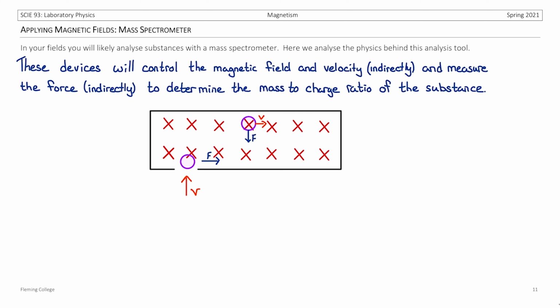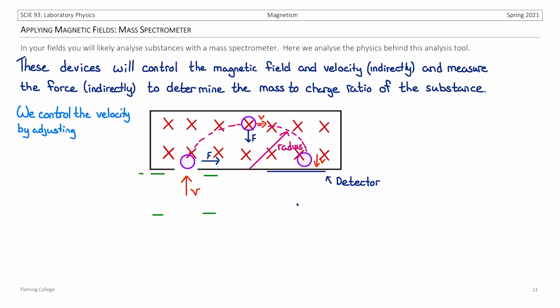Because there's a force, we'll see that the path of the object changes, and that means the direction of the force changes. And what we see is that we have a motion that brings the particle over towards this detector plate. In fact, this motion will be circular, and it will have a radius associated with that circular motion. In practice, we control the velocity of the particle by putting it into an electric potential field.